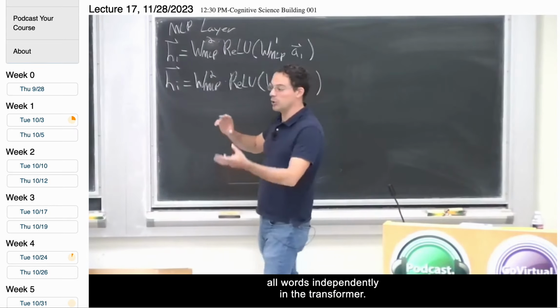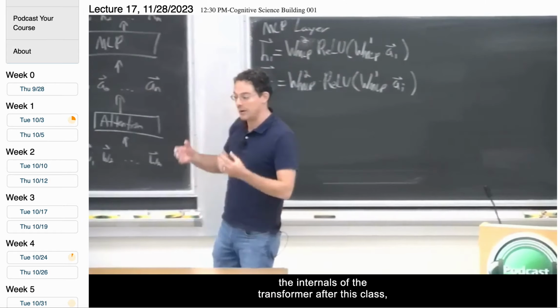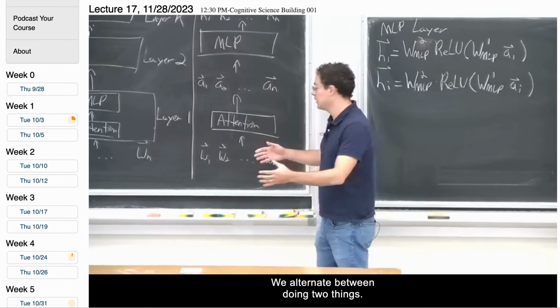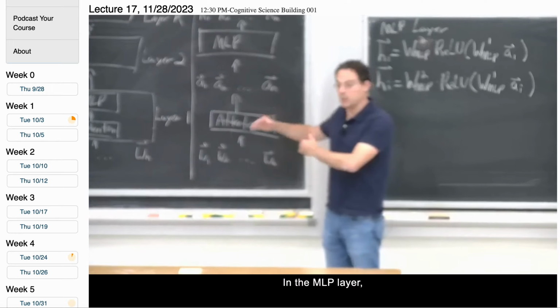So in the transformer, we alternate. If you remember one thing about the internals of the transformer after this class, this is the thing to remember. We alternate between doing two things. In the attention layer, we mix words together. In the MLP layer, we process words independently.